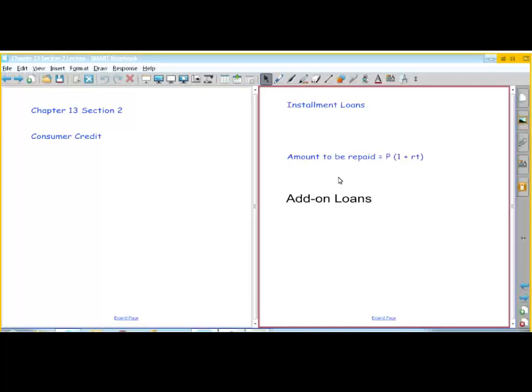So there are what are called add-on loans, and basically what an add-on loan is, they don't give you any credit for paying installments. You would pay the same amount of interest whether you waited the entire length of the loan and then paid it all off at one time, or paid it off in installments. So the payments are calculated by figuring the total amount you have to pay back, assuming you're not getting any credit for paying early, and then dividing that total by the number of payments, which is usually monthly.